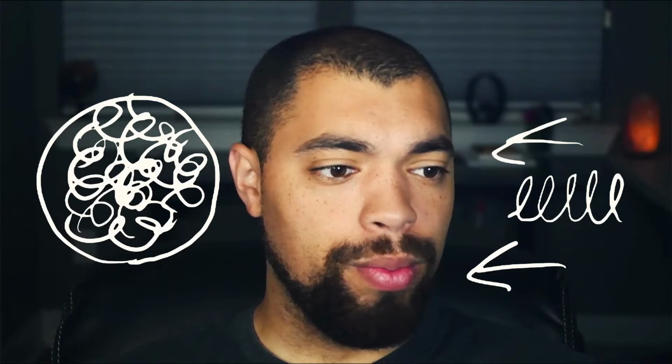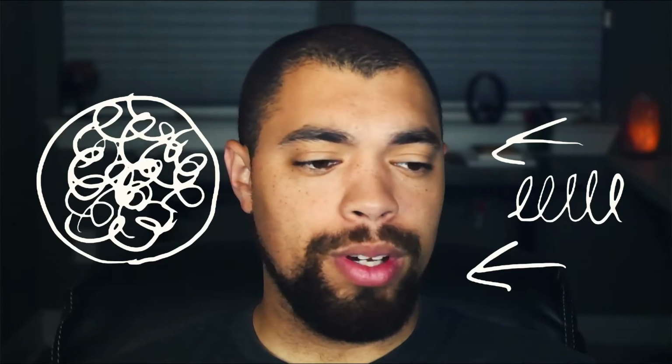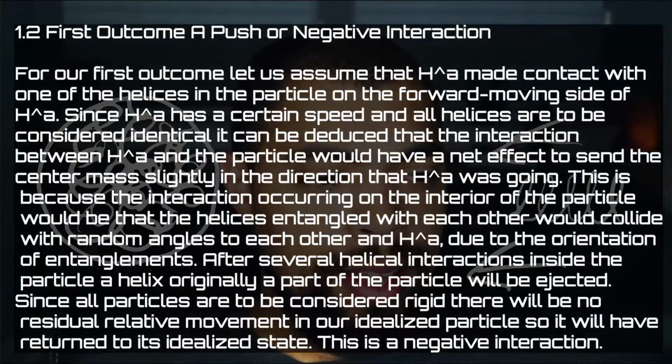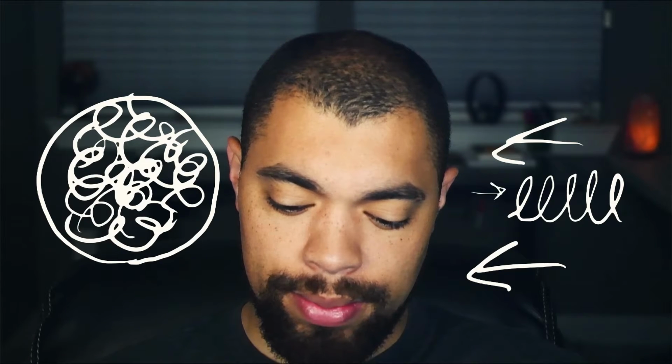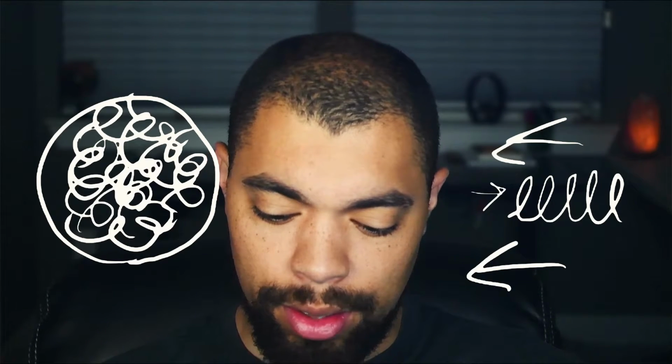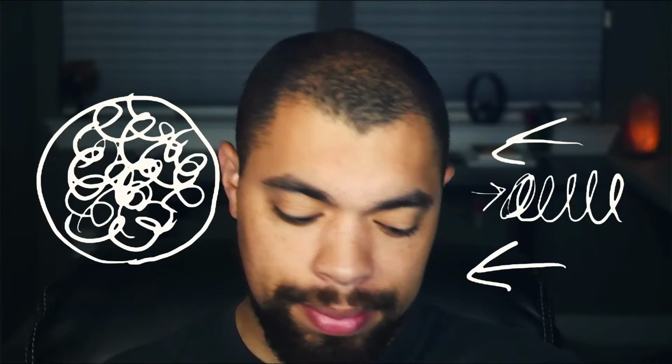So let's go ahead and read the first outcome of our thought experiment. For our first outcome, let us assume that helix A made contact with one of the helices in the particle on the forward moving side of helix A. We'll say that it's this side. So this little piece right here.